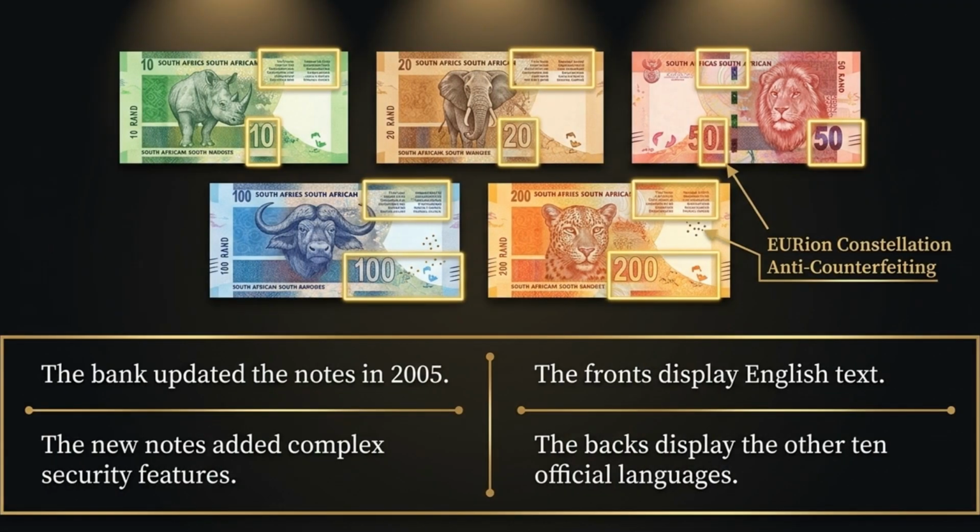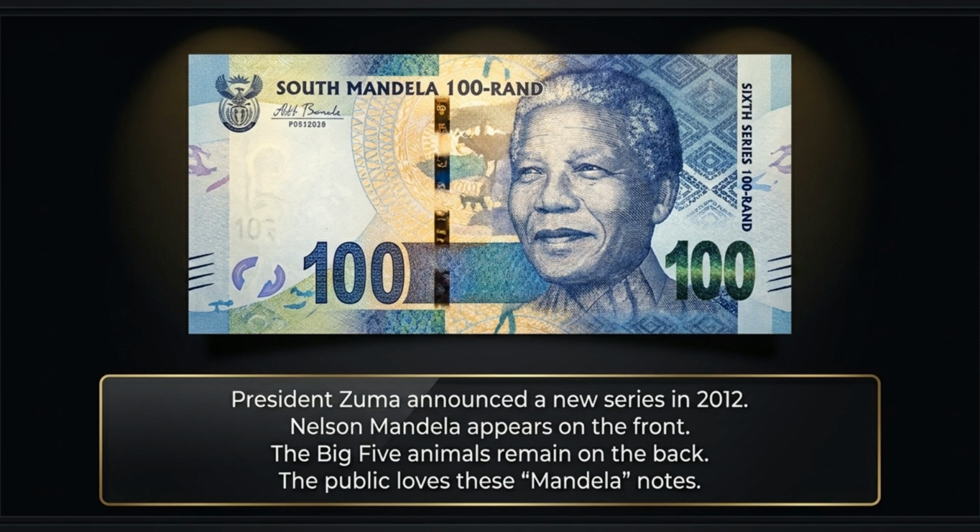The bank updated the notes in 2005, adding complex security features like the Orion constellation. The fronts display English text, while the backs display the other 10 official languages. President Zuma announced a new series in 2012, featuring Nelson Mandela on the front, while the Big 5 animals remain on the back. The public loves these Mandela notes.